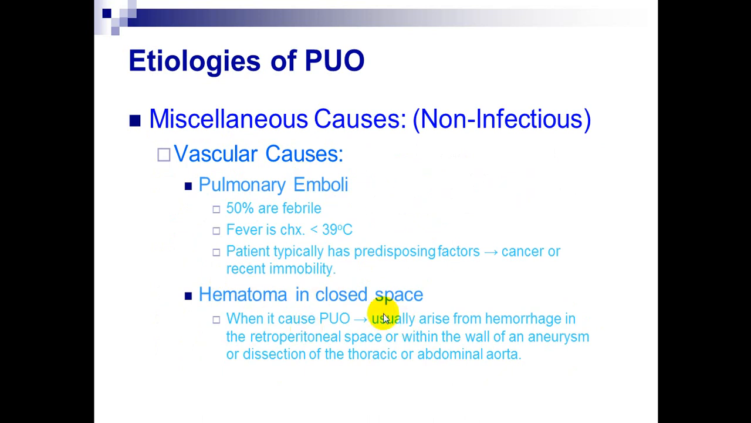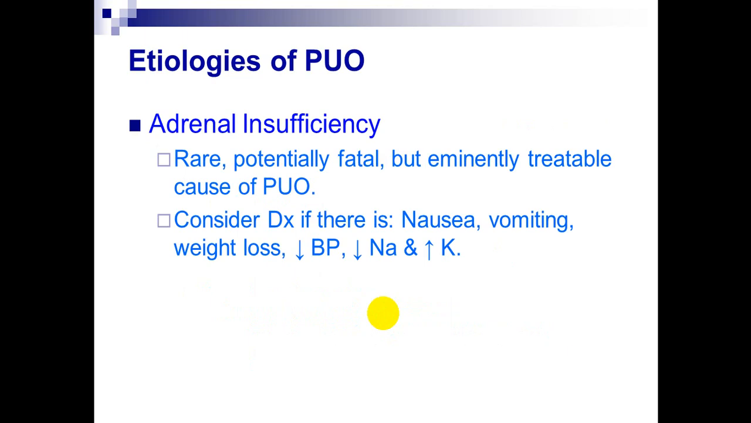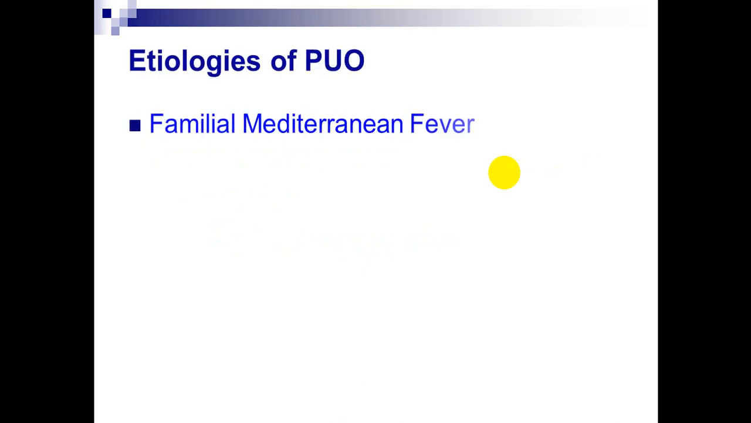Miscellaneous causes: non-infectious pulmonary embolism can present with fever, and so can hematoma in a closed space, for example a retroperitoneal hematoma after injury. Any hematoma, whenever it resolves, causes fever. Adrenal insufficiency: some patients with Addison disease, primary adrenal insufficiency, can present with fever associated with nausea, vomiting, low blood pressure, low sodium and high potassium due to low corticosteroid.